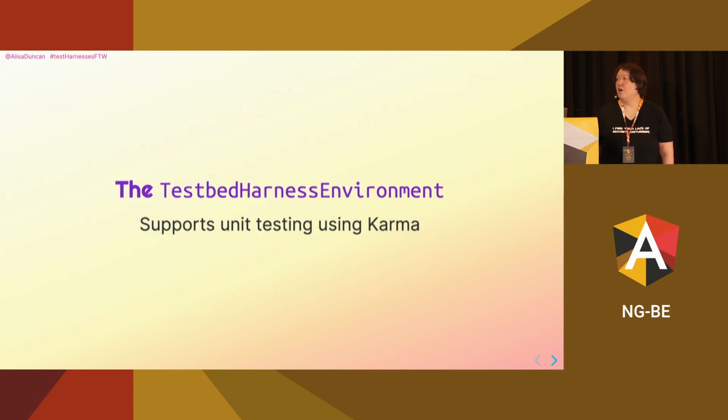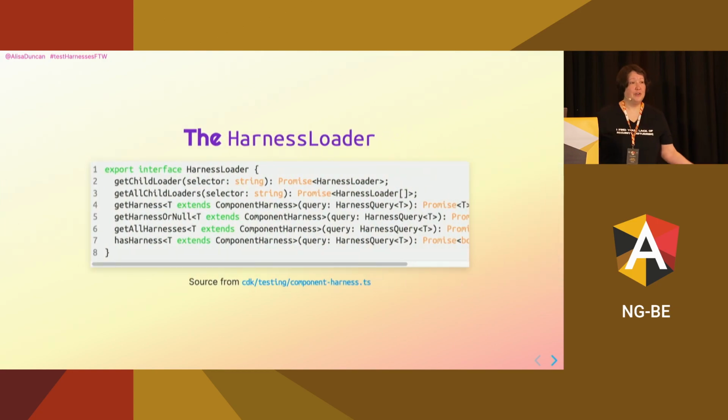Once you have that harness environment, though, that TestbedHarnessEnvironment is a specific instance of a harness environment that is unique for unit testing with Karma, and it's what's available out of the box from the testing API. If you are not using unit testing with Karma, or if you're using E2E tests with a different framework instead, you're going to have a different harness environment instance that works for your unique needs. Now, in our case, we're unit testing with Karma, so we can move on.